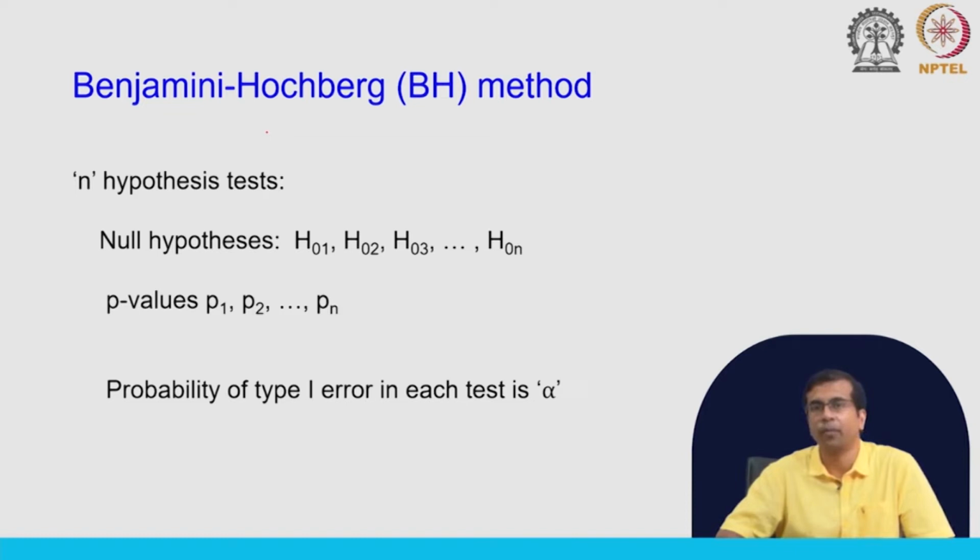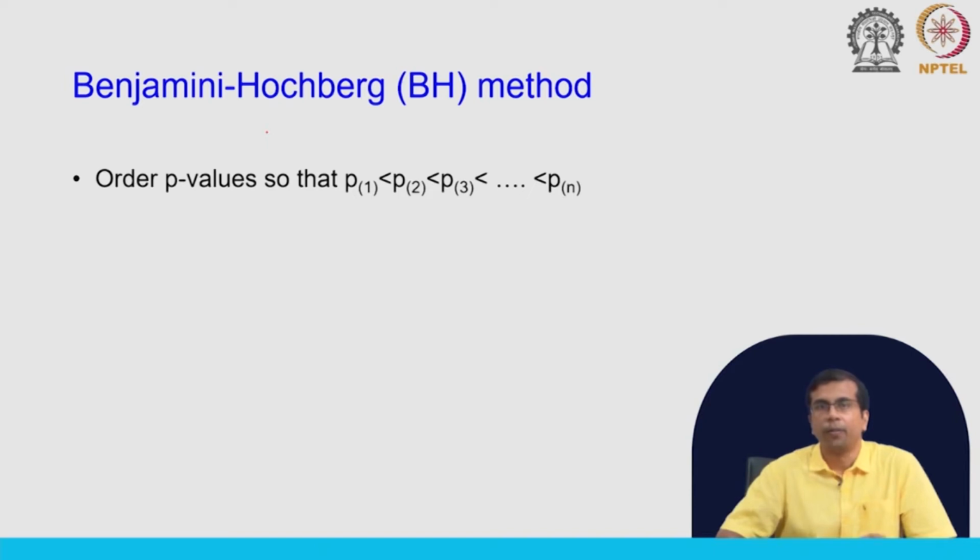And the probability of type 1 error in the original situation, in each test, is alpha. Now, what we do in this method is that we order the p values first. Again, we have seen this kind of situation in the Holm-Bonferroni method, where we order these p values according to their magnitude.